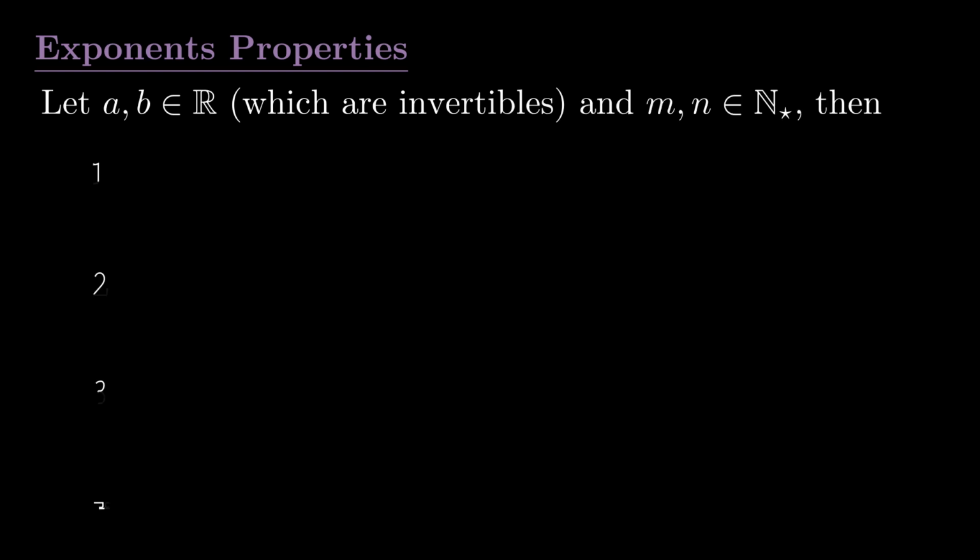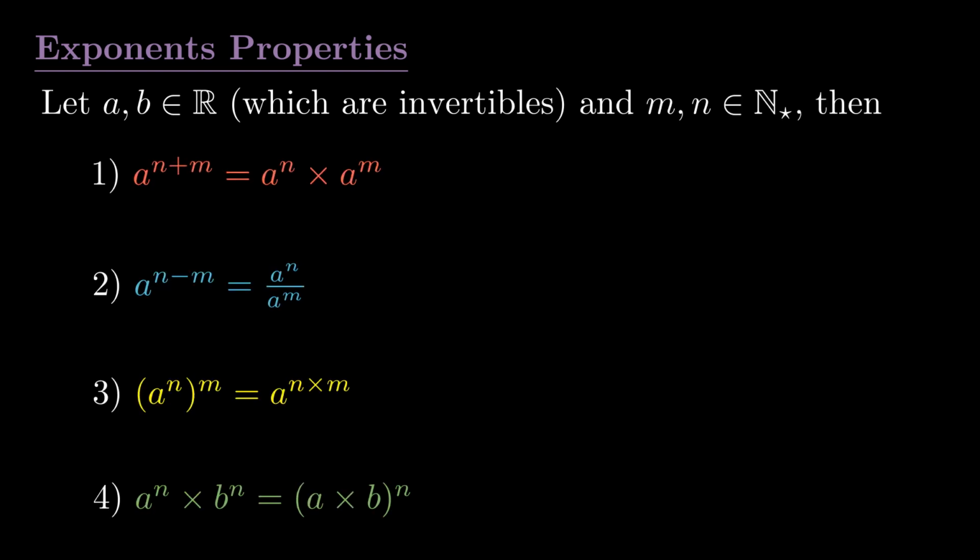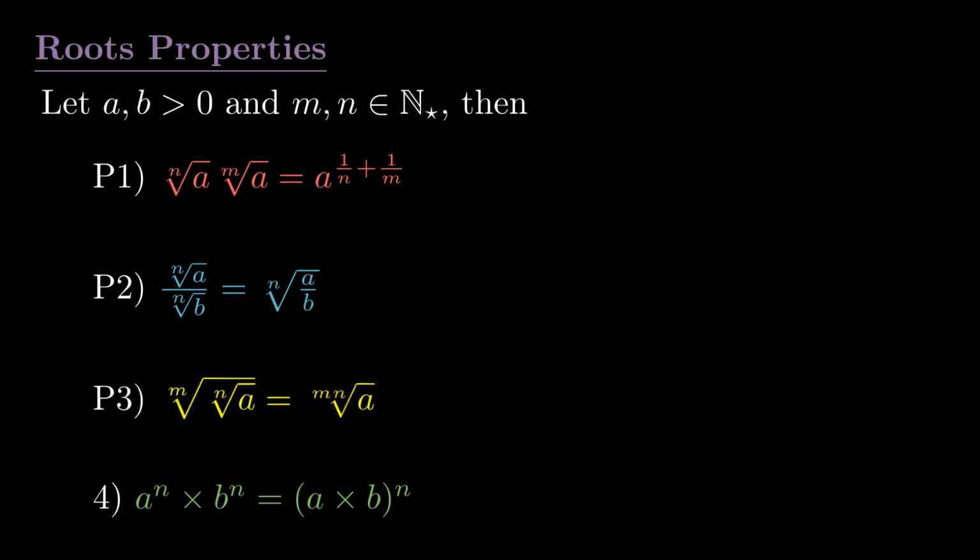We already saw the exponents property. So let a and b be some real numbers which are invertible, and m and n be some natural numbers that are different from 0. Then we had the four following properties. So the idea is that because I've been able to express the roots as some fractional exponent, we can develop our own property for the roots. So let a and b be some real numbers, m and n be some natural numbers different from 0. Then we have these 4 new properties.